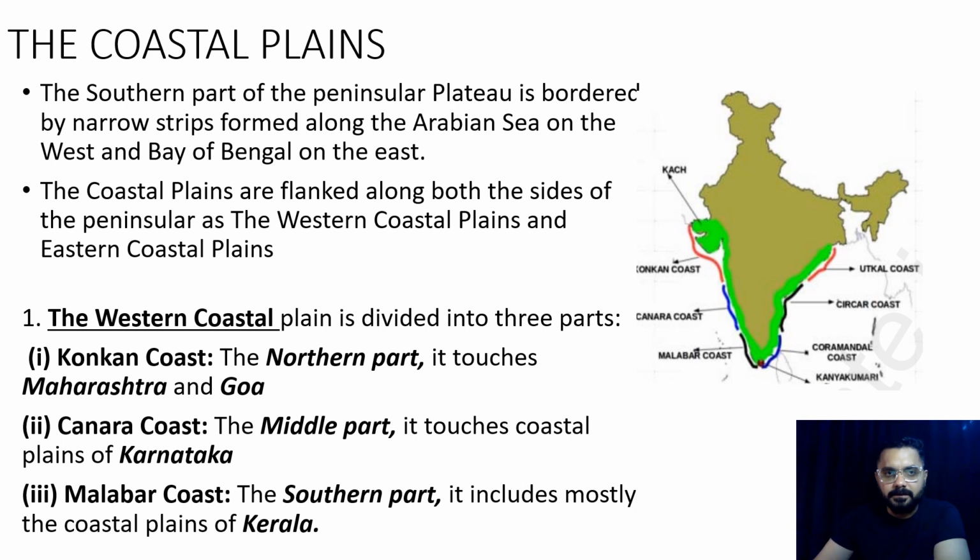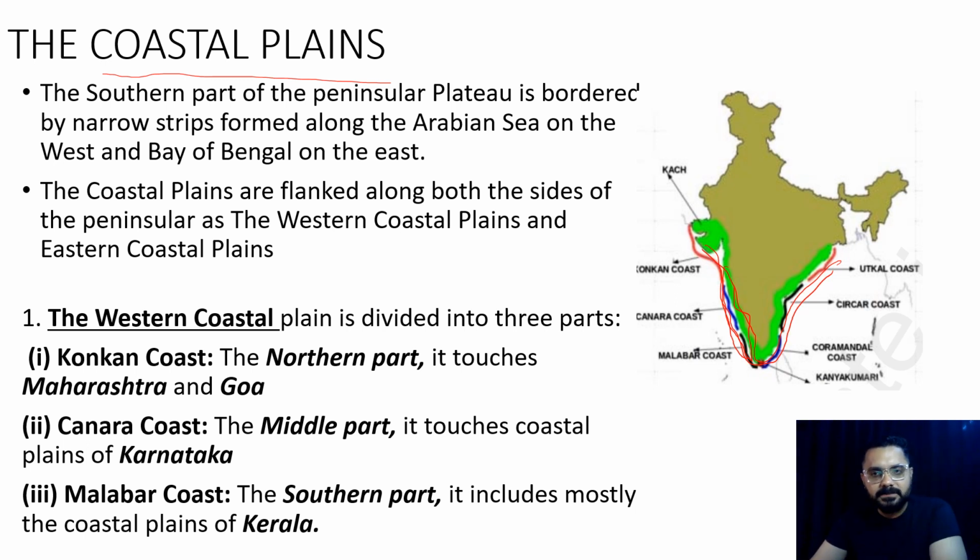So let's begin with the coastal plains. What are the coastal plains and where are they lying on the map of India? Just let us have a look at the map. Here you can see that this portion of India, as I'm drawing here, is called the peninsular plateau. A peninsula is a piece of land that is jutting out into the ocean and is covered by ocean from three sides.